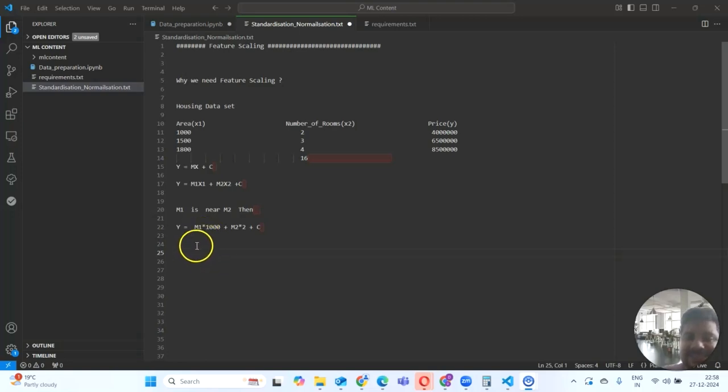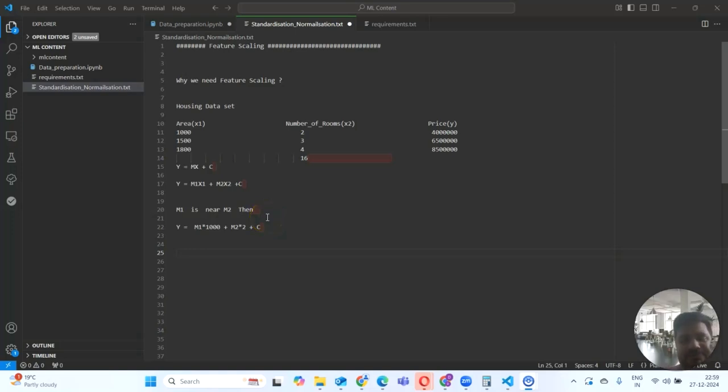Because if any change happens here, suppose the area changes from 1000 to 1200, compared to a change in m2, suppose from 2 to 4, the impact of the change on this first row will be very huge. So the model will give weightage to area. And the same thing happens when we do predictions. The model will obviously introduce a lot of bias because it will always be sensitive to area. So this is basically the problem.